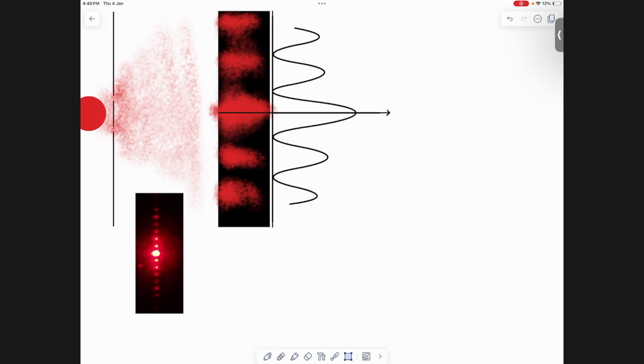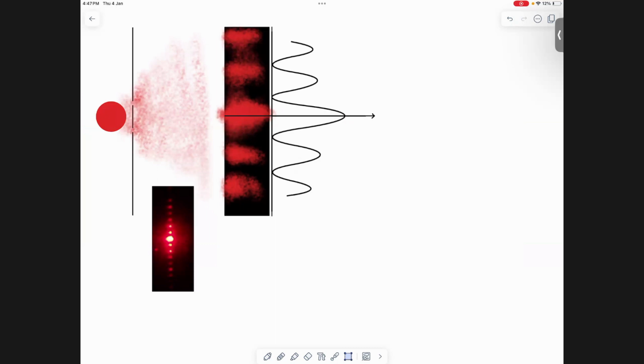Why? Because there is constructive, there is destructive, and in the middle, what happens? Interference. Wouldn't that create some kind of light, right? So that's why you have some light in between. Okay, anyways, this is how the graph looks like.